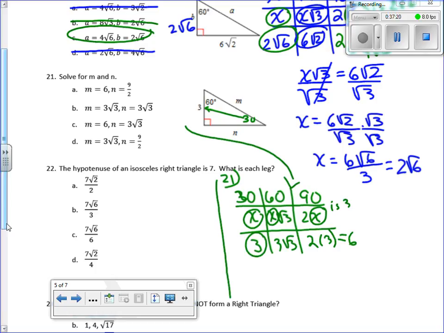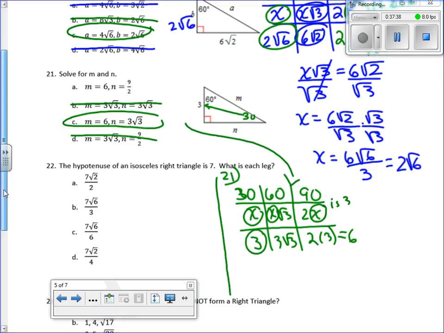All right. So let's see. Which one is this? So m is a hypotenuse. That's 6. Right. So I know that it's not these two. And then n is the longer leg. That's 3 radical 3. So it's this one right here. Okay.